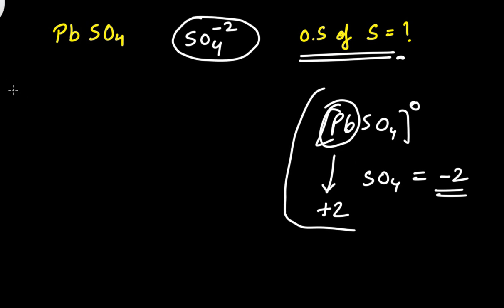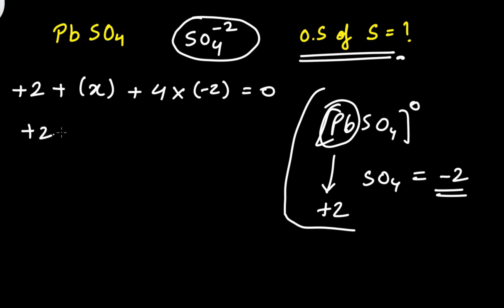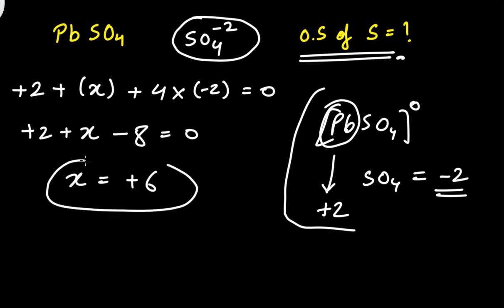Now start writing. +2 for Pb plus X for sulfur, and for oxygen you can write 4 into -2 is equal to 0. Now continue. +2 plus X -8 is equal to 0. X is equal to +6. So the oxidation state of sulfur in PbSO4 is +6.